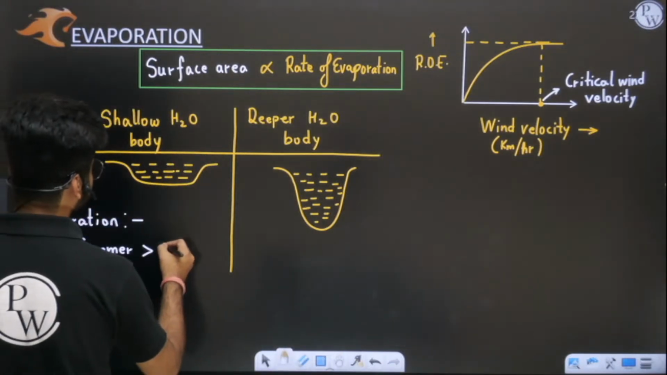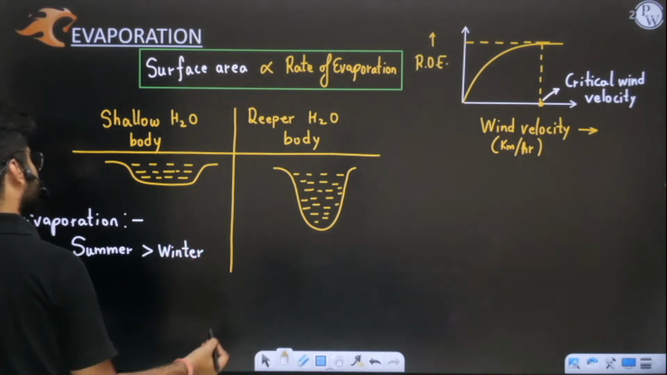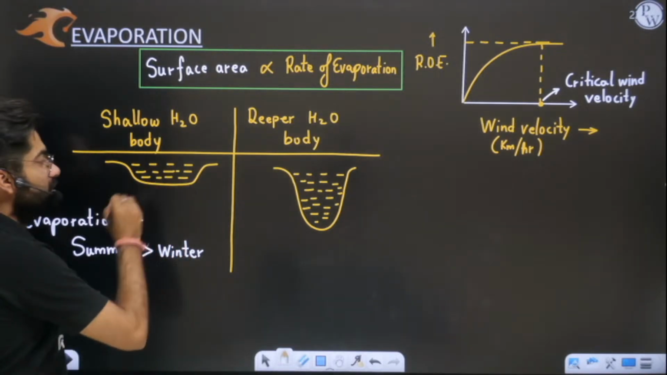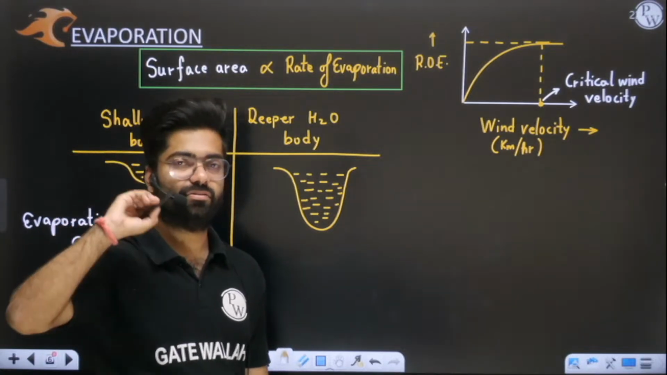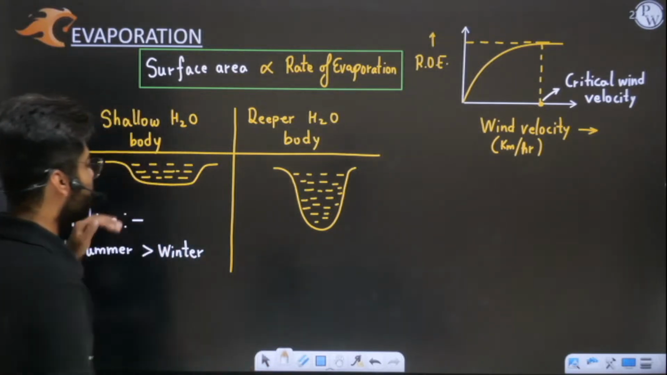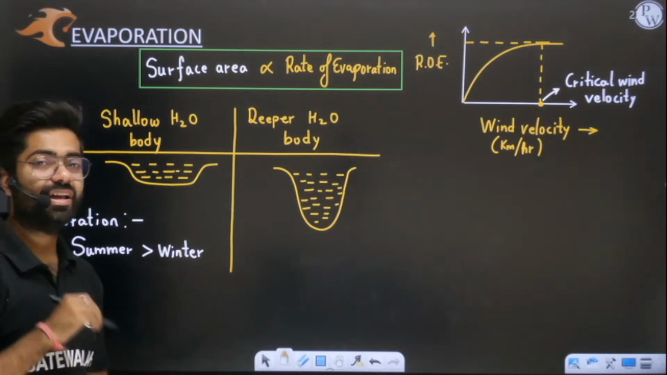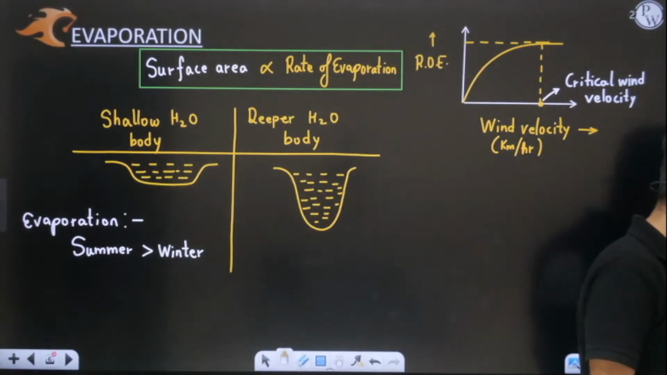But in winters, I should appreciate the fact that this entire water body will not have that much temperature. In the winters, obviously the average temperature of this water body will be lower. That's why evaporation will be less. Yes or no? That's why evaporation will be less. Yes or no? Tell me. Perfect.